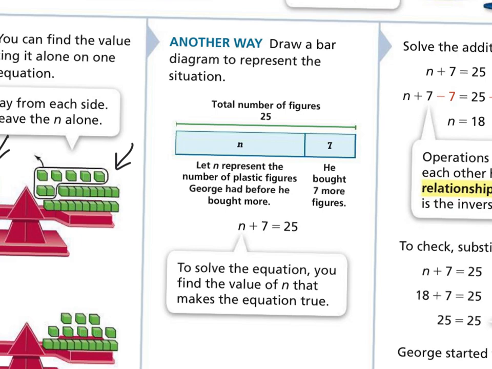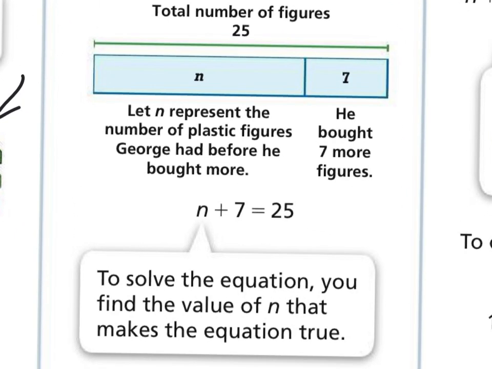So another way of looking at this, we could draw a bar diagram, or we could come up with this equation. So we had some number of plastic figures and we bought 7 more. So some number, that would be our variable. So they're using n, and then they bought 7 more, and then now they have 25. So n plus 7 equals 25. And we're trying to figure out what n is equal to.